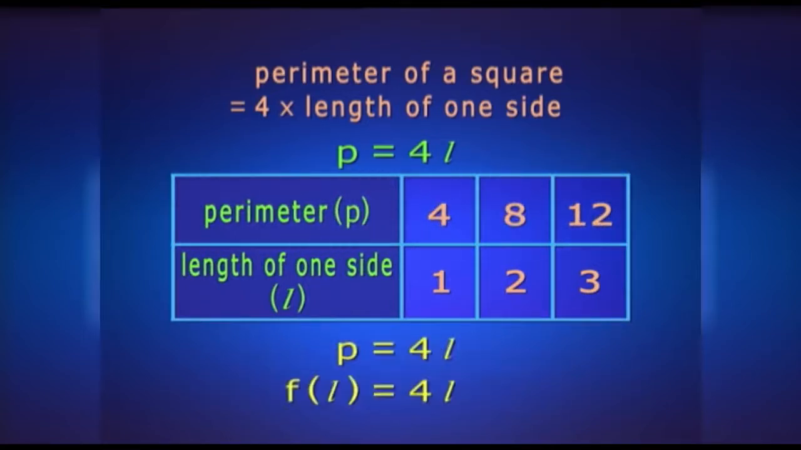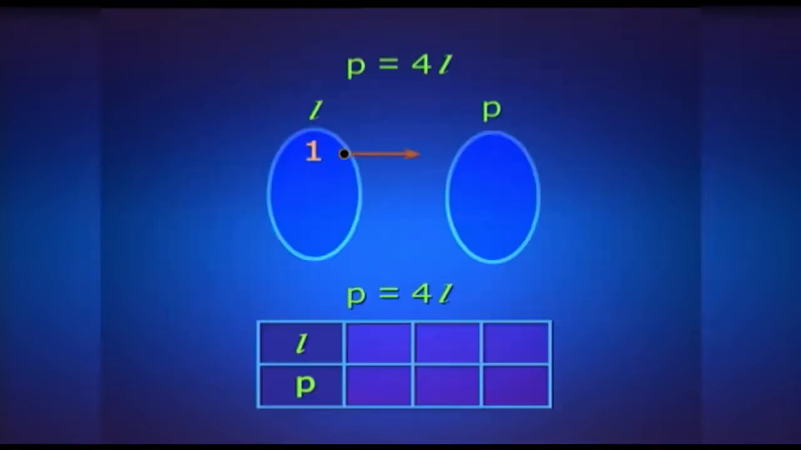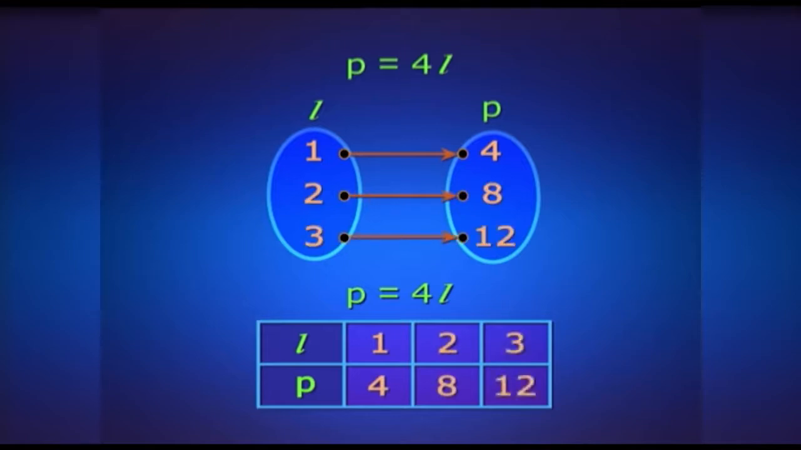If we use P equals to 4 times L to indicate the perimeter of the square, then P is the function of L. The mapping is used to represent P equals to 4L. That is, the relationship between P and L.